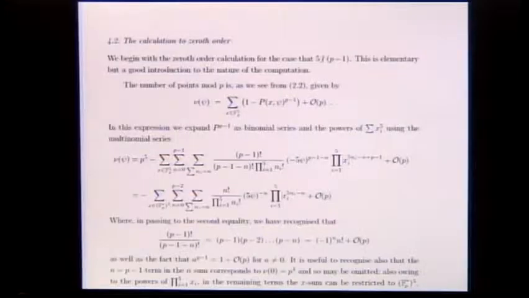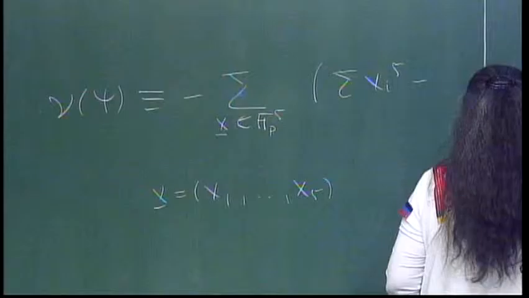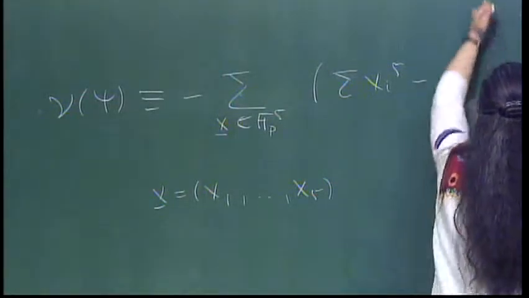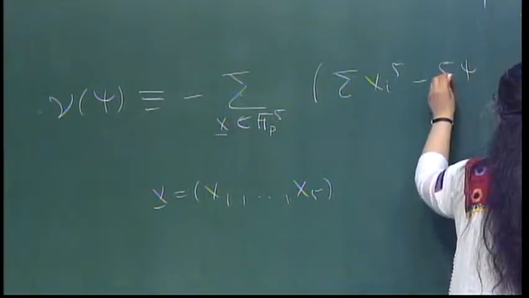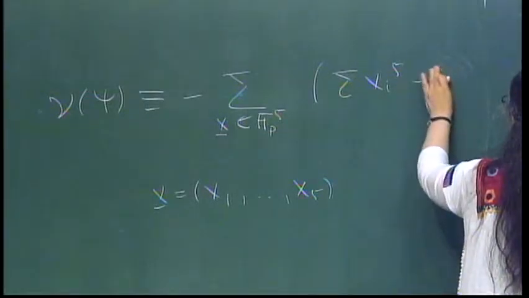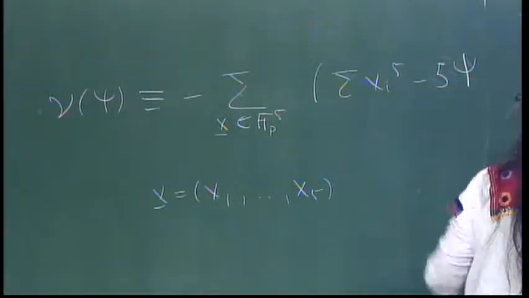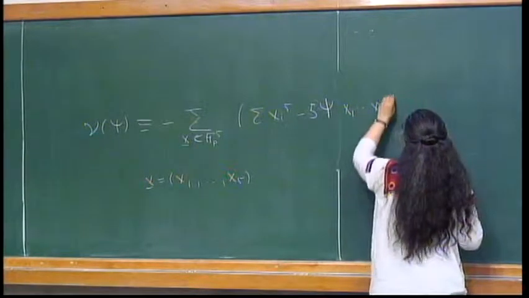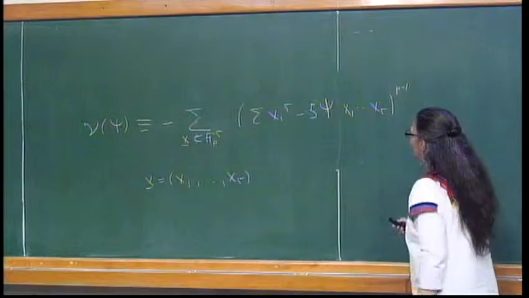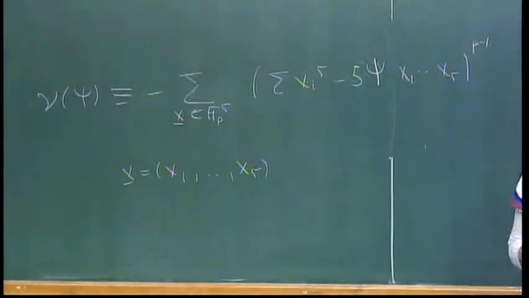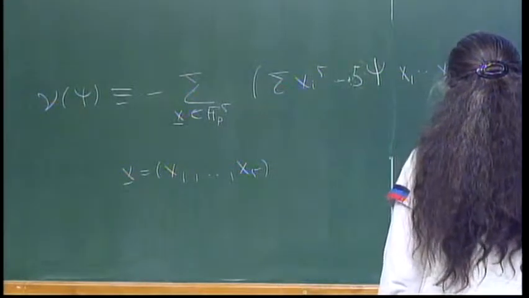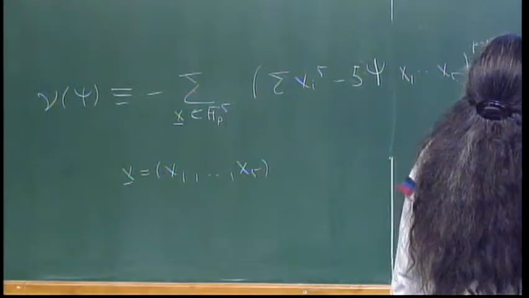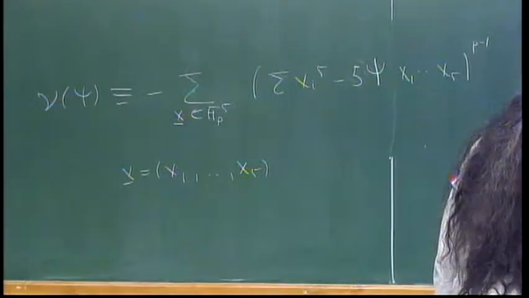So we have the sum of x_i to the fifth minus 5 psi. Sorry, people have been complaining about my psi's. So psi, and the product of all the x's to the p minus 1, right? So now we know how to do these sums, right? We do the binomial expansion, and that takes me from here to the next step here, right?